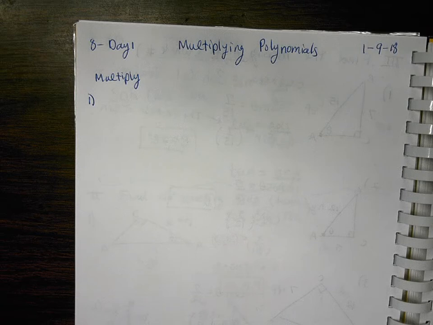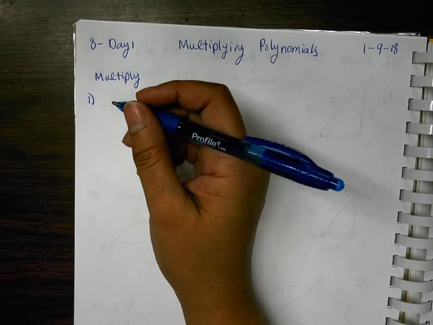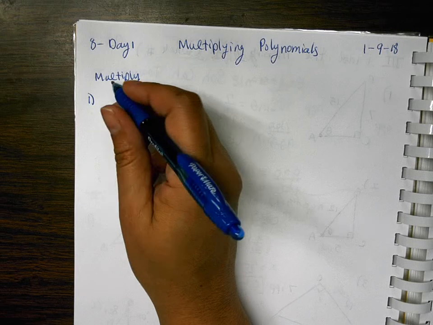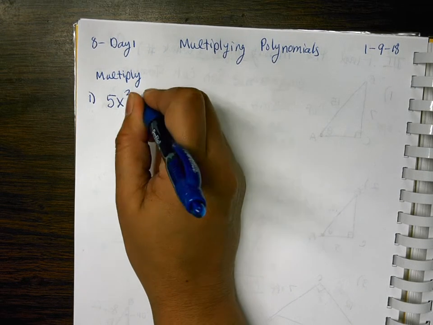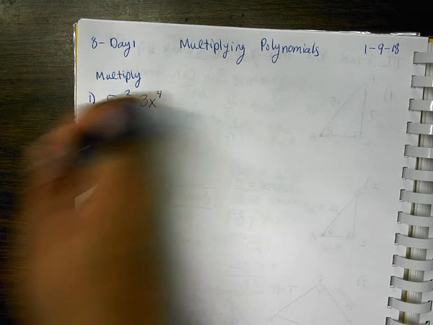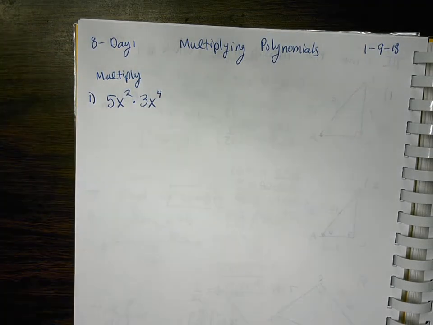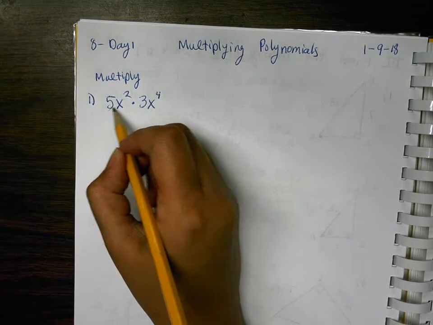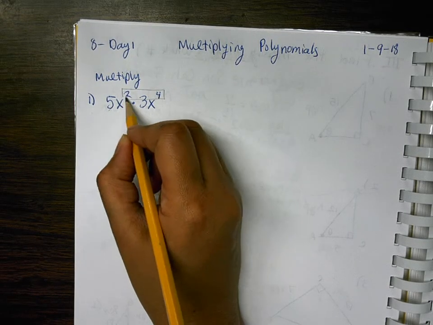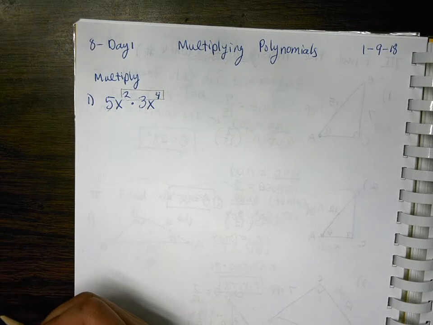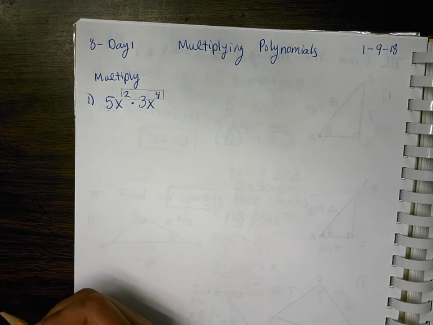Okay, today multiplying polynomials with distribution and double distribution. So you want to make sure that you're paying attention over there. You've learned back in Math 8, Math 1, that when you multiply 5x squared times 3x to the fourth, what do you do with the coefficients? These are the coefficients. And what do you do with the exponents? These guys are the exponents. Do you guys remember what you do?